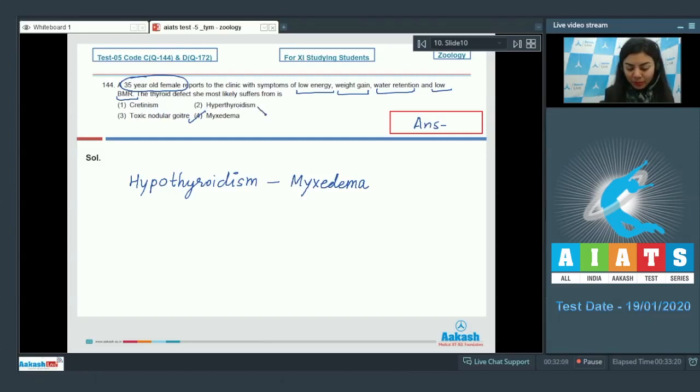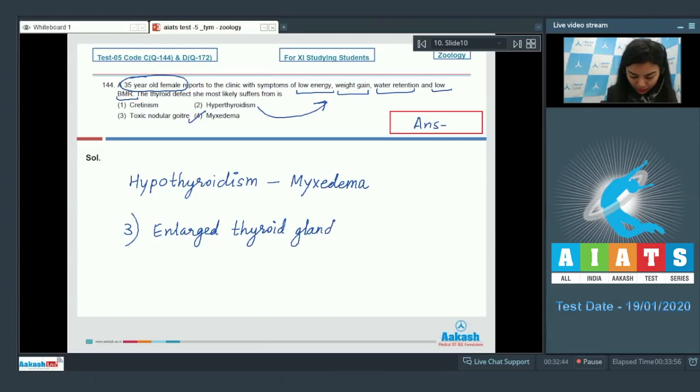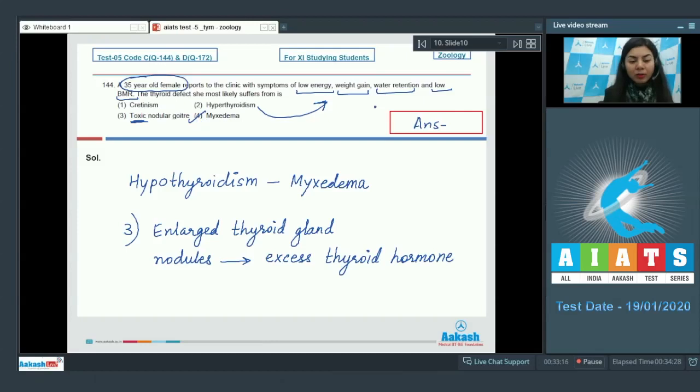In hyperthyroidism, almost opposite symptoms are seen, where there is weight loss and high basal metabolic rate. Let's discuss option number 3, toxic nodular goiter. In this, there is an enlarged thyroid gland, and this would have rounded masses or nodules, and that would produce excess thyroid hormones. And whenever there is excess of anything, it could be termed as toxicity. So the right answer here is option number 4, myxedema.